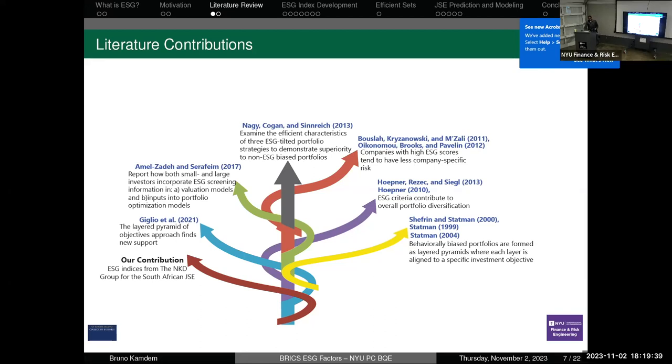So another paper back in 2017 reported how both small and large investors incorporate ESG screening information in first, valuation models and second, as input into portfolio optimization models. And then let's go back to Giglio, more recently, 2 years ago, they show that the layered pyramid of objective approach for new support, right? Objective approach. And then what contribution really related to the South African Johannesburg Stock Exchange, as we're going to be discussing, looking at the MSCI group indices, the ESG indices from the MSCI group.